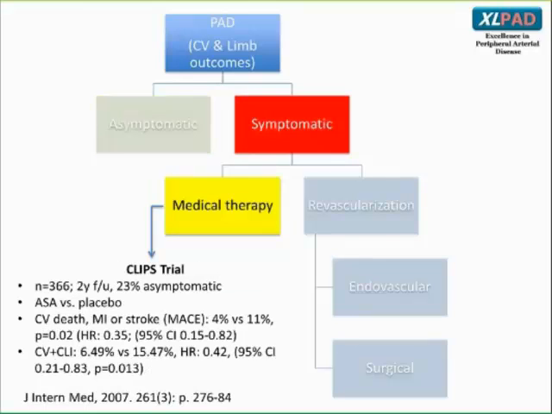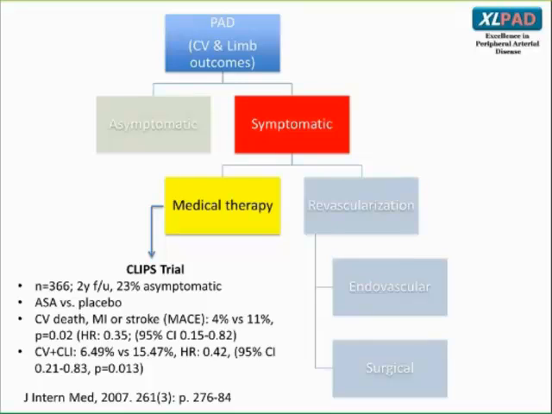Let's move on to the bread and butter patients that present to us with symptoms, and many of these patients are treated with intensive medical therapy. Because the focus today is on antiplatelet agents, I have selected clinical trials that routinely focus in that area. So this is a study which is kind of an overlap between asymptomatic and symptomatic patients, and it is called the CLIPS trial.